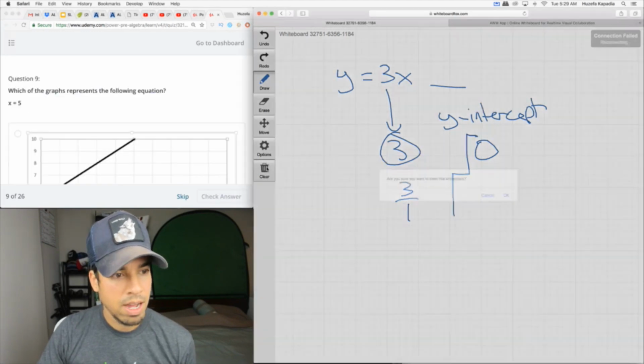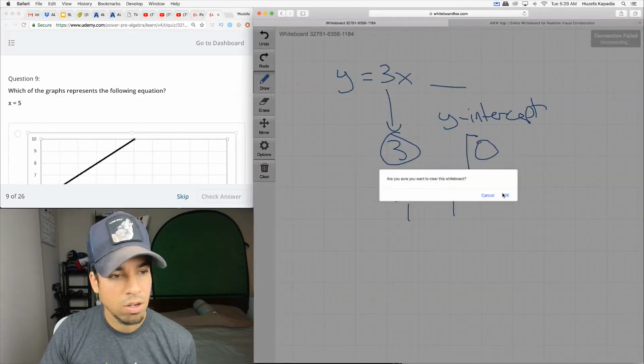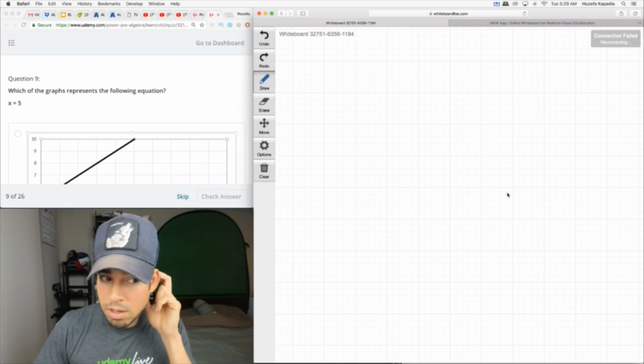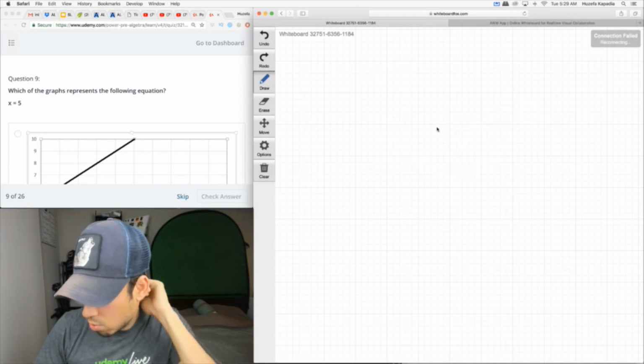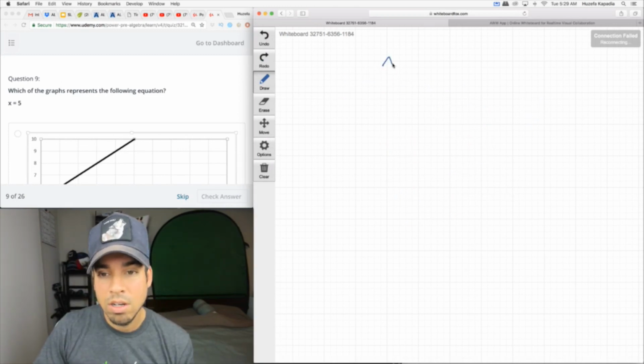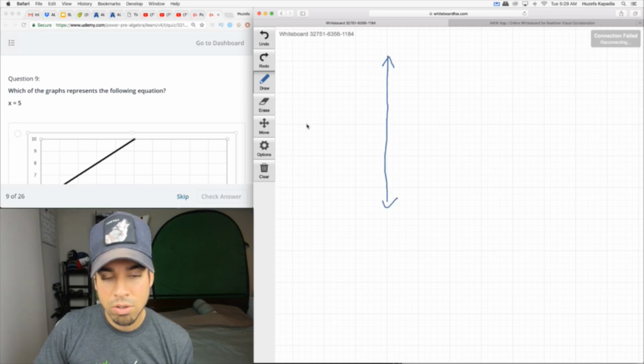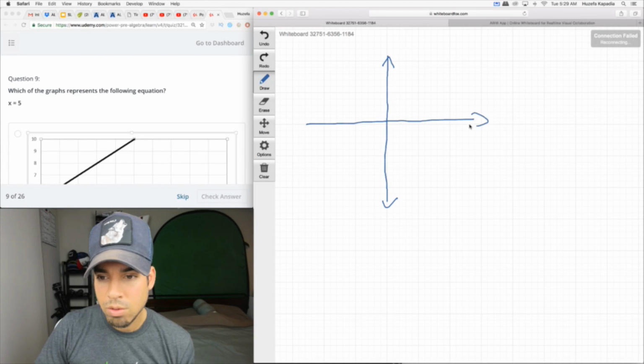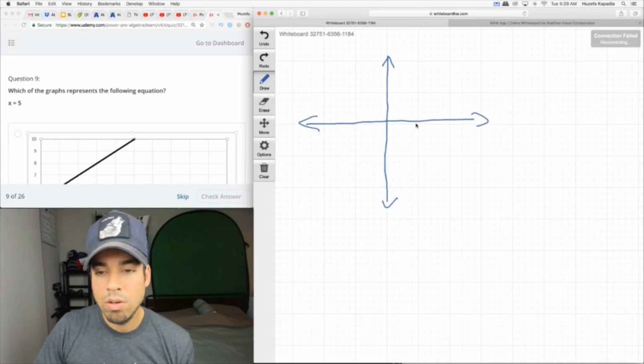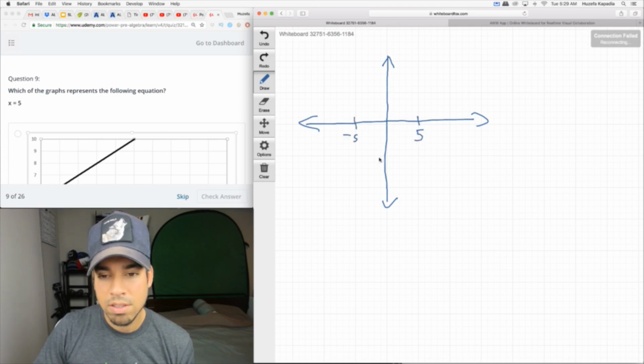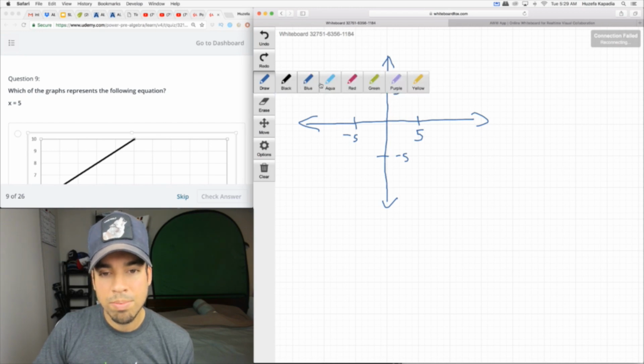Okay, question number 9. Which of the following graphs represents the following equation? This is a tricky one because this is just x equals 5. Where's the y? How do we handle this? Okay, the way I think about these types of lines, this is either a vertical or a horizontal line. So we want to think about it like this. Let's say this is 5 on the x-axis. This is negative 5 down here.